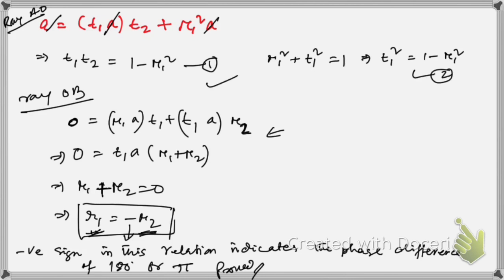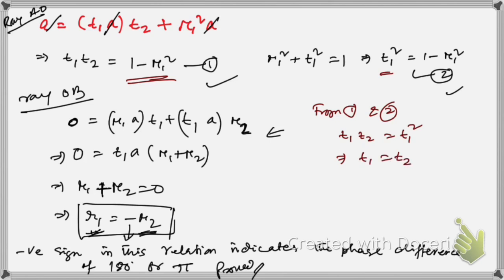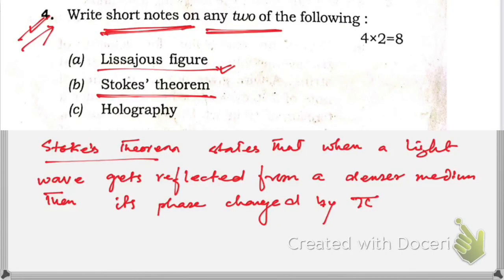Now comparing 1 and 2, what are you gonna get? From 1 and 2, replace this by T1 square, then T1 T2 is equal to T1 square, and cancelling T1 from both sides, you will get T1 is equal to T2, right? Which means the amount of transmitted light in both media is the same. So hope you have understood this. So this paper is completed.